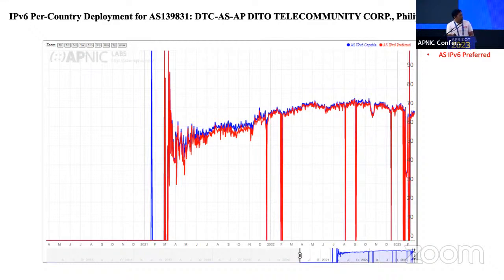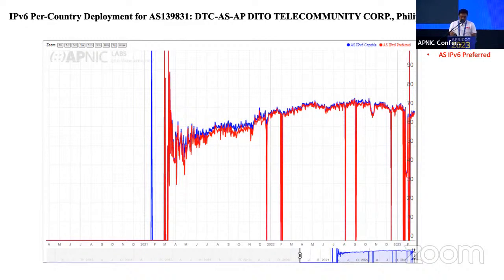So the statistics from APNIC here shows, as you can see, since the beginning of our launching, March 2021, our IPv6 capability is already at 60%, 60 to 70% up to now. So hopefully soon, we'll be able to reach about 90 to 100%. But the question is when? When will that happen? Especially here in the Philippines. There's a slow deployment of IPv6 here in our country.